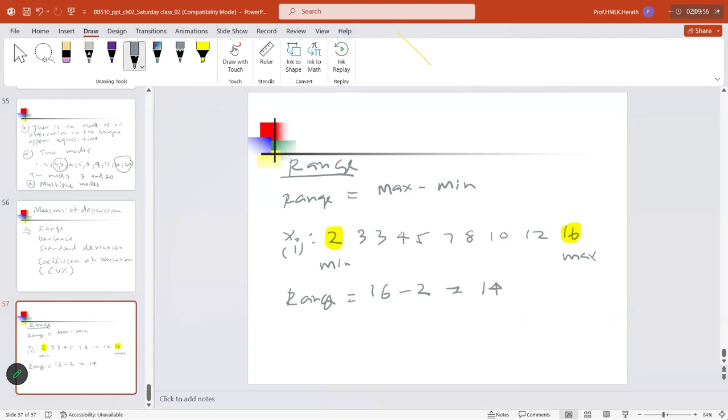So this talks about the spread of your data. Very simple to estimate, but sensitive to outliers.